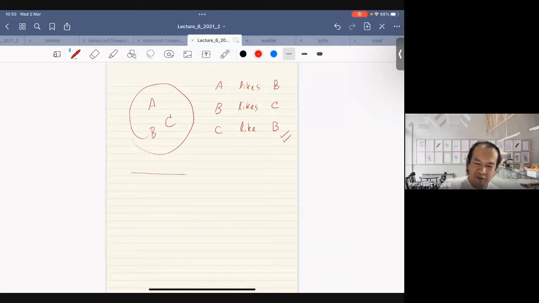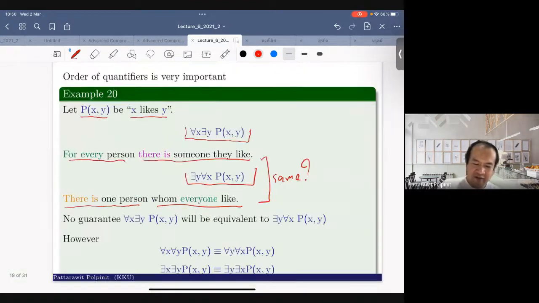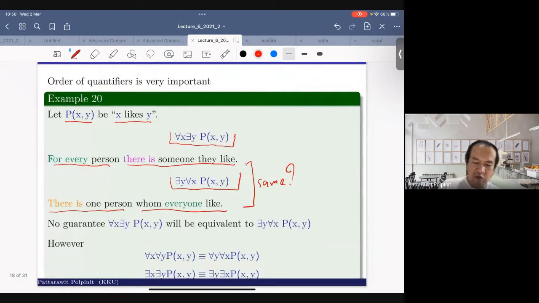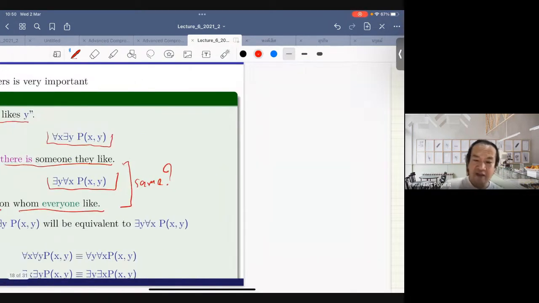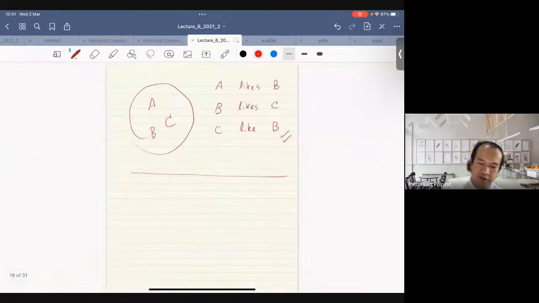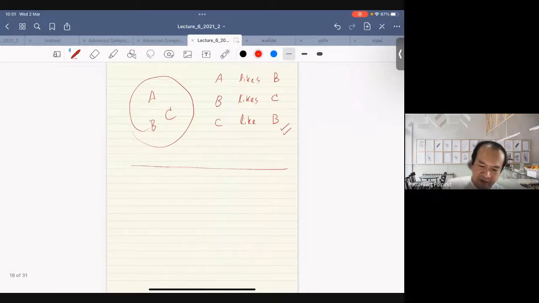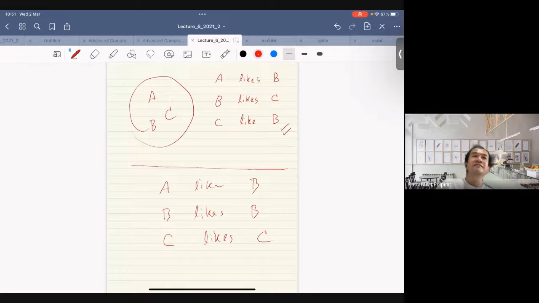However, for the second situation, there is someone whom everyone likes. For this sentence to be true, you have to have something like this: A likes B, B likes B, and then C likes B.